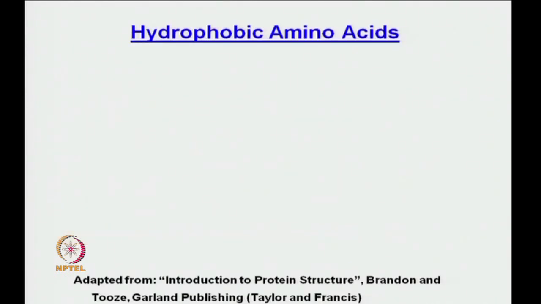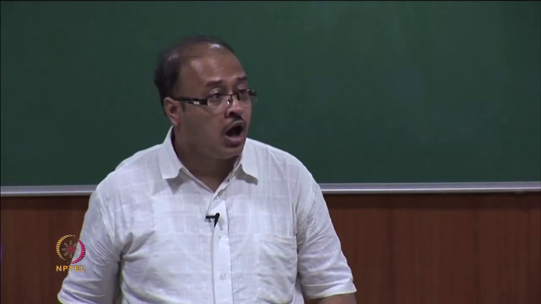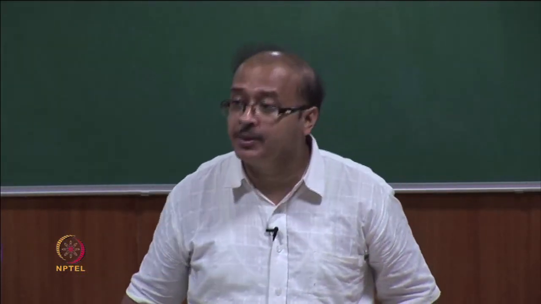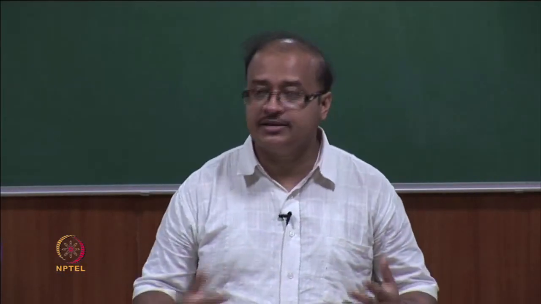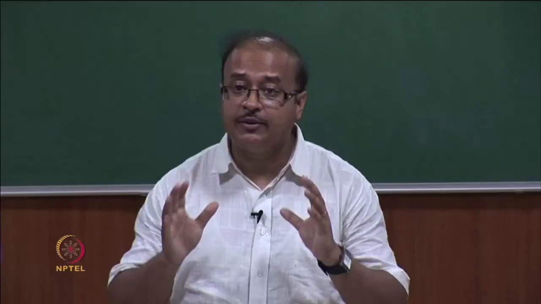Let us look at the different types of amino acids. How are their natures different? The nature depends upon the type of R group you have. If it is a hydrophobic amino acid, then your R is essentially hydrophobic in nature. The first one is alanine; what is R? CH3. Then you have valine, which is more hydrophobic, then phenylalanine, proline, isoleucine, leucine, and methionine. These are the amino acids coming under the class of hydrophobic amino acids.